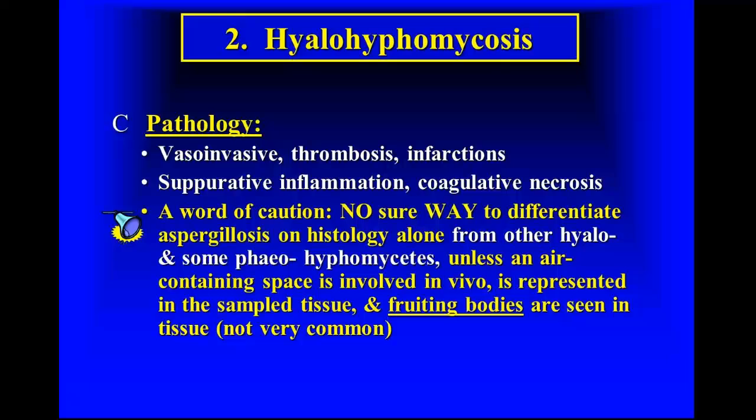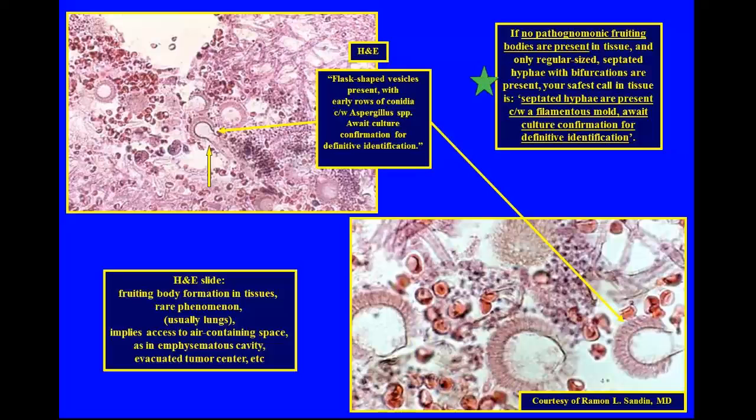As I tell the pathology residents, and it's more that you know it because you're going to have the patient in front of you, first-year path residents sometimes are still very impulsive and they make mistakes. And I tell them, word of caution, there's no sure way to distinguish aspergillosis on histology alone from all the other ones that produce well septated hyphae, unless in the tissue there's an air-containing space that has allowed the fruiting body of the agent to sprout, and then it's almost like you were looking at the plate with the fruiting body. Those are rare, but we have seen them. This is tissue. This is not a plate.